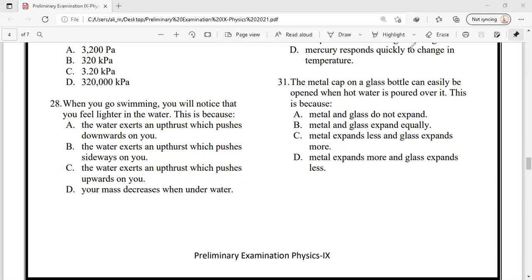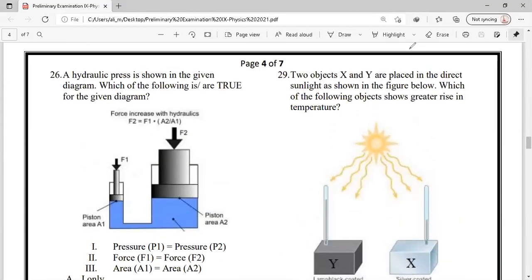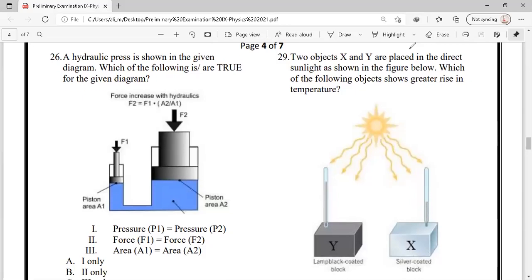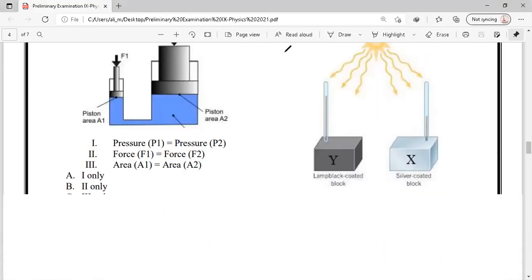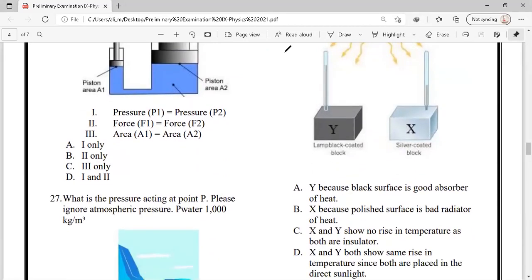Let's move to our question number 29. So this is our question number 29. Two objects X and Y are placed in direct sunlight, and that is represented in this diagram. Which of the following object shows greater rise in temperature? So दोनों में से कौन से ऑब्जेक्ट में हमारे पास ज़्यादा टेम्परेचर राइज होगा?